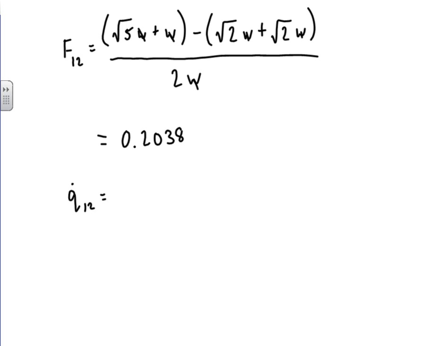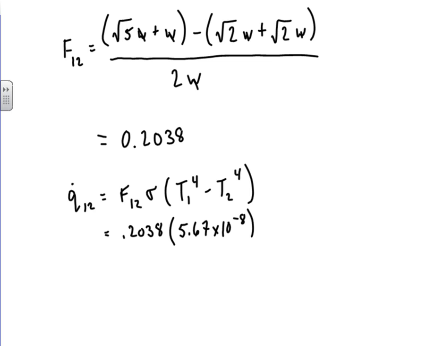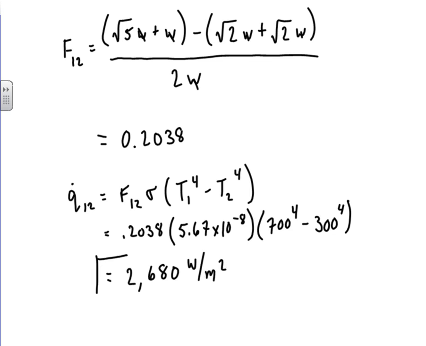Now that we have F12, we can go back to our equation: the heat flux from 1 to 2 is equal to the view factor from 1 to 2 times the Stefan-Boltzmann constant times T1 to the 4th minus T2 to the 4th. Plugging in values, F12 is 0.2038, Stefan-Boltzmann is 5.67 times 10 to the minus 8, T1 was given as 700 Kelvin raised to the 4th minus T2, which is 300 Kelvin raised to the 4th. And we will find that our heat flux is equal to 2,680 watts per meter squared. And that is the solution for homework problem 1334.